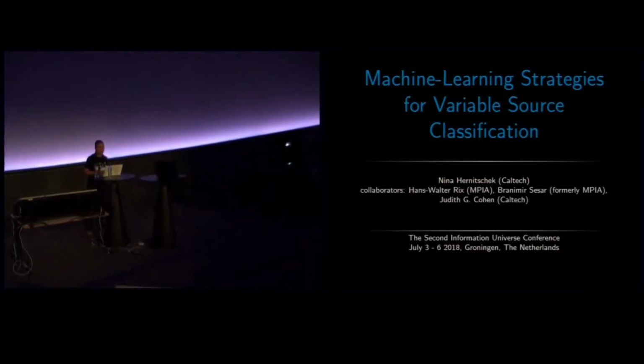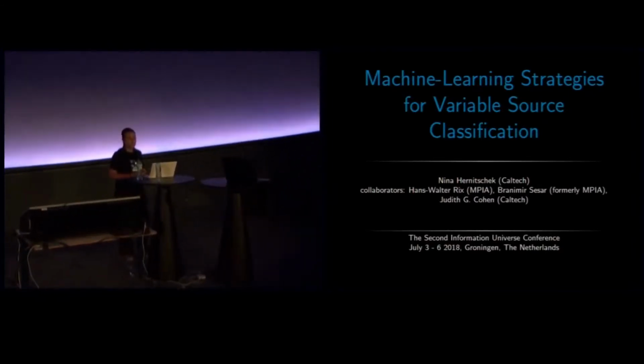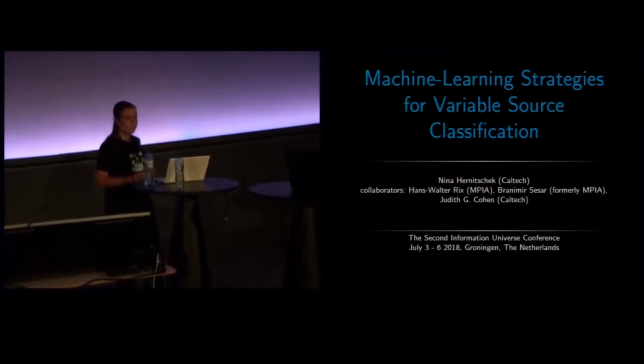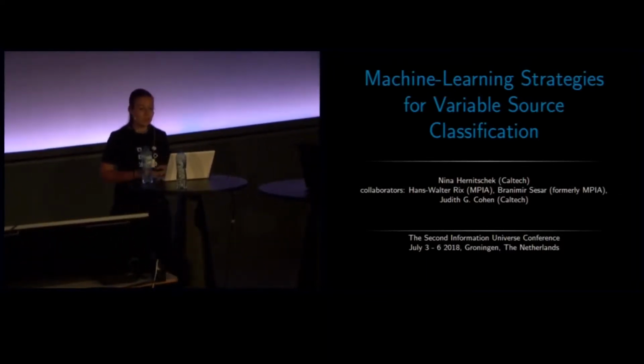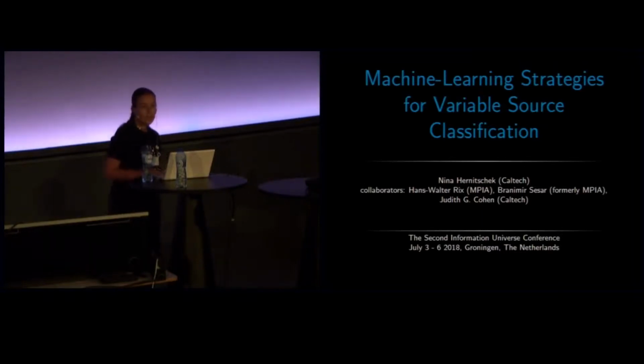I want to talk about how machine learning strategies can help us with the task of variable source classification, especially in the situation of having very large all-sky astronomical surveys with quite often sparse light curves. All the approaches I'm talking about today are very generic, very general approaches that can be used for almost any kind of astronomical survey and also for almost any kind of variable or transient source. And we have applied all of these methods to the PanSTARRS 1.3 survey.